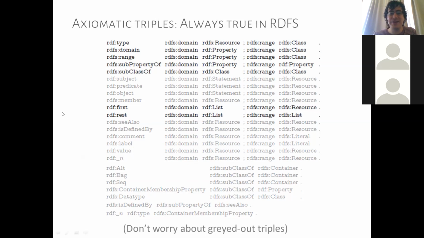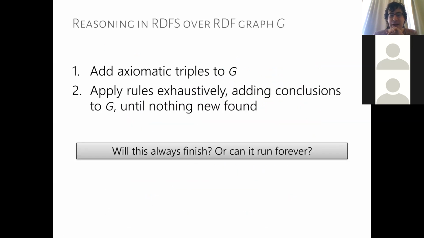Okay. So essentially what we're doing here is defining the vocabulary in terms of the vocabulary itself. And this gives us some triples that are always true. So when we apply reasoning, we can just add the axiomatic triples to the graph. So we are given a graph G, a set of triples, and we want to apply reasoning with respect to RDFS. So we can simply apply the rules recursively on top of that graph. We can first add these triples that are always true to G, and then we can apply the rules exhaustively, which means until we find nothing new, adding conclusions back to G.